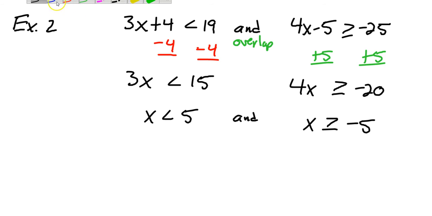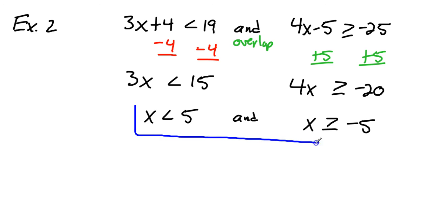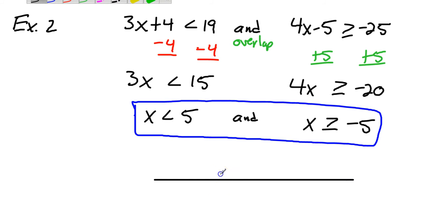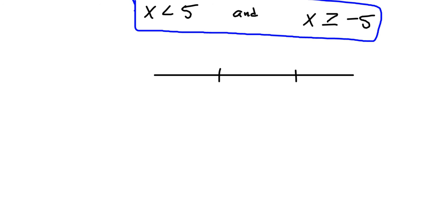Okay, so they ask you to solve it. There's your answer for when you solve it. It's got to be x is less than 5 and x is greater than or equal to negative 5. Okay, now when you graph it, it's a little bit different, because if it's an AND, it's got to be the overlap of the two answers.